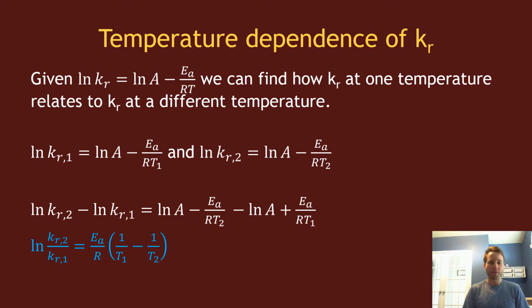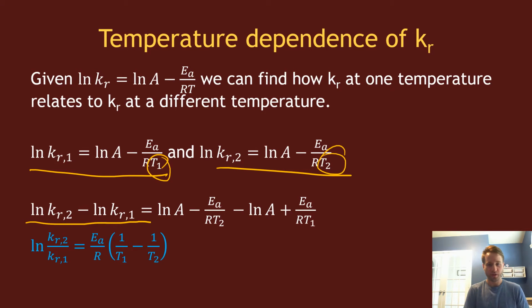If we know the rate constant at one temperature, we can find the rate constant at another using this equation, or we can use it to solve for the activation energy. Say I measure the rate constant at two different temperatures, and I have these two equations, ln k1 and ln k2, at two different temperatures, T1 and T2. Take the difference between those two equations and it simplifies to this functional form, which should look very familiar from thermodynamics.